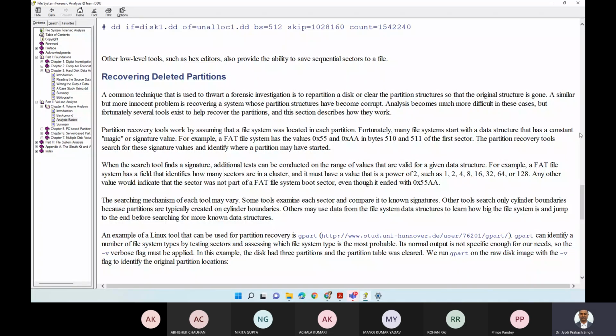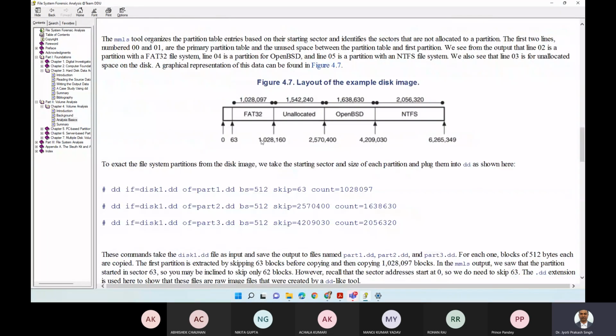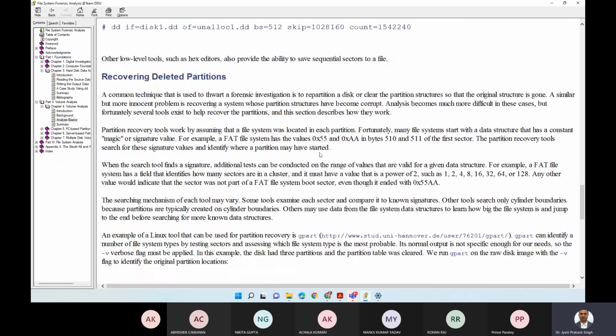Many file systems start with a data structure that has a constant magic or signature value. For example, a FAT file system has the value 0x55 and 0xAA in bytes 510 and 511 of the first sector. Consider this is a disk. If this is a FAT32 file system, the first sector will be here, say with a 512-byte sector size. The last 2 bytes of that first sector will be 55 and AA.